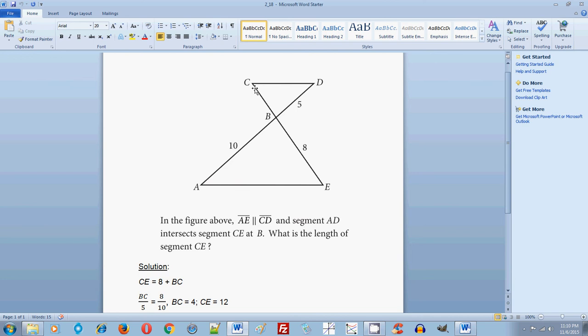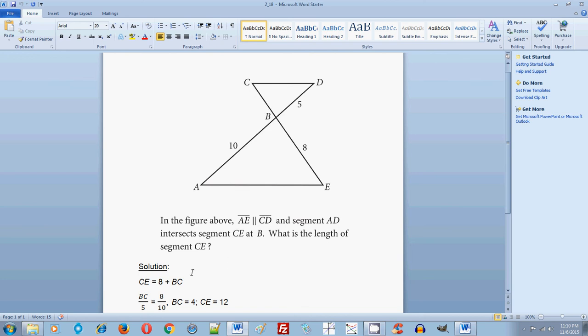Before you do that, the problem asks what is the length of segment CE. So CE is the complete segment here, the BE and the BC related to it. So it is the sum of these two related sides of each of the triangles. CE is equal to 8, which is the known side, plus BC, the related side to it.